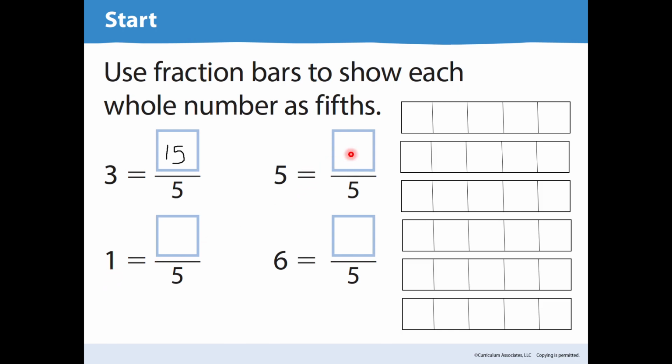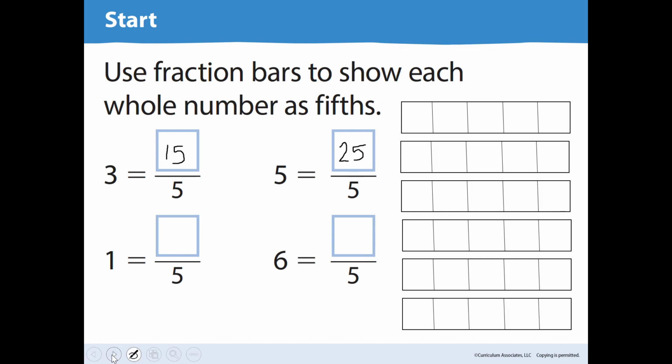All right, the next one is 5. So how many fifths are there in 5 of them? There's 1, 2, 3, 4, 5. 5, 10, 15, 20, 25. So there are 25 fifths. That equals 5.